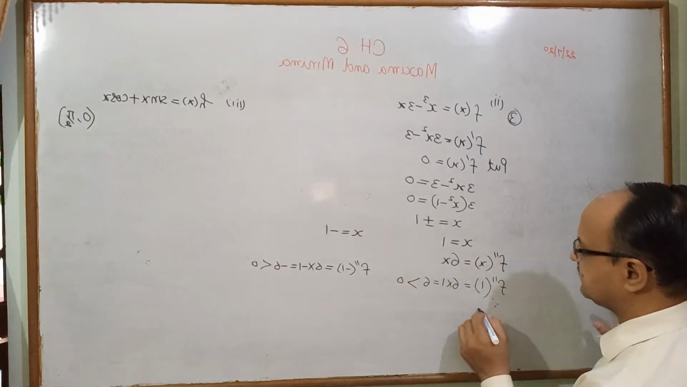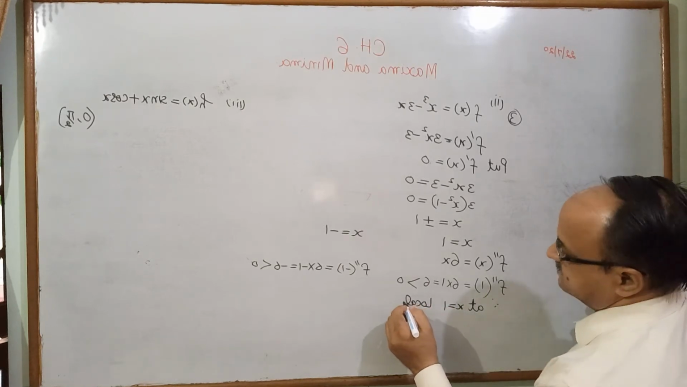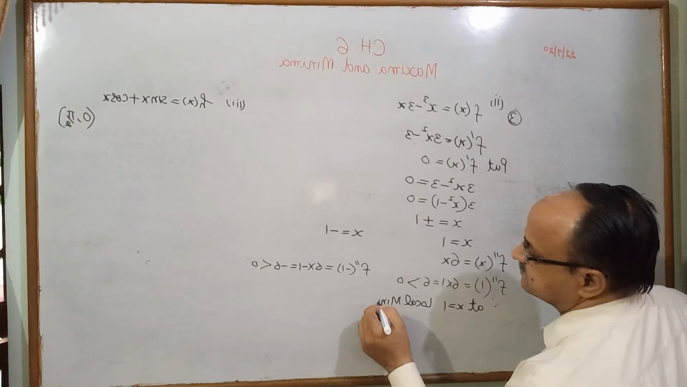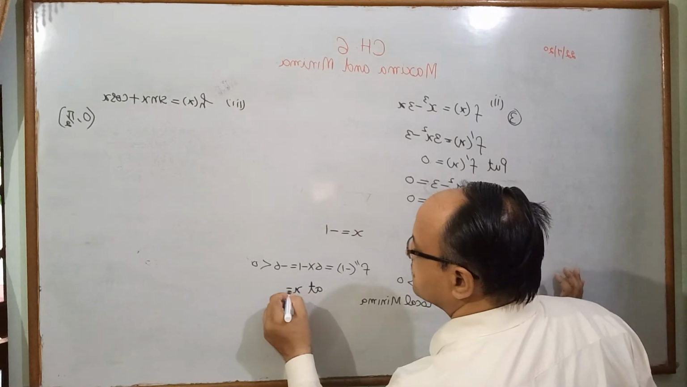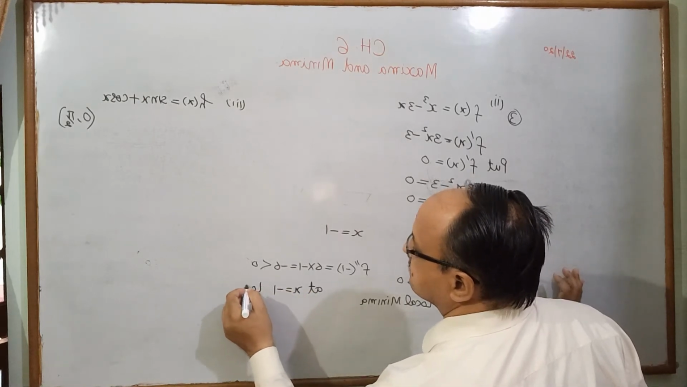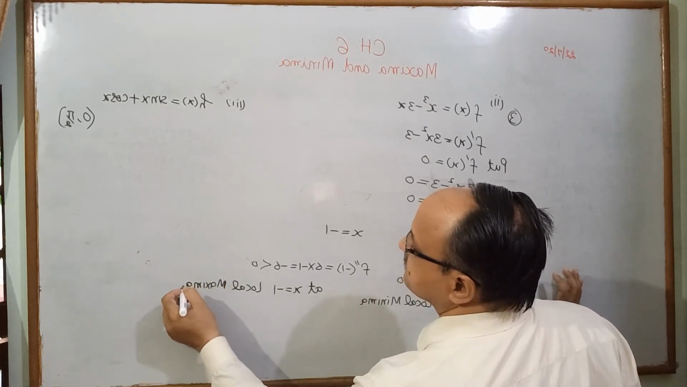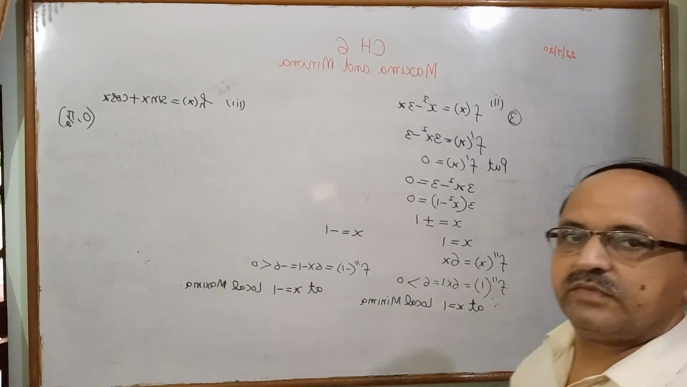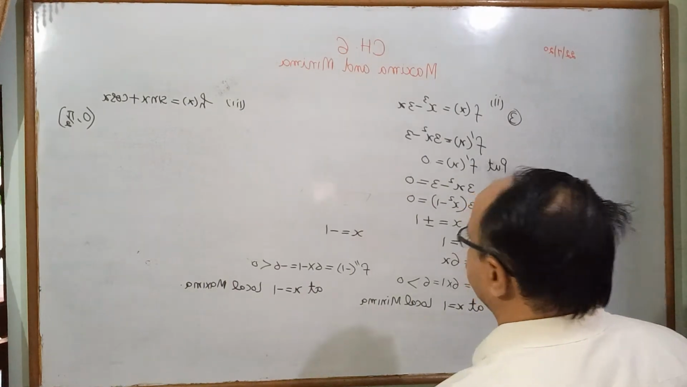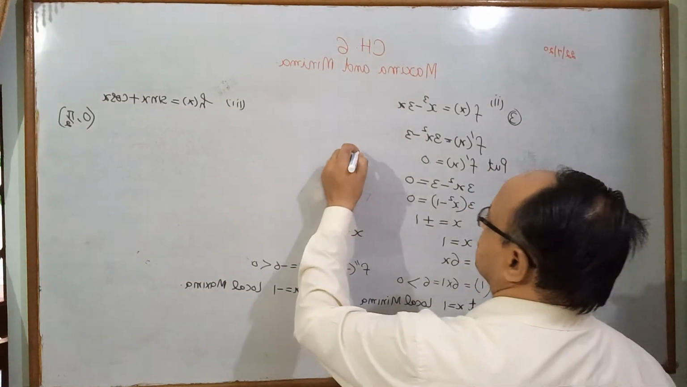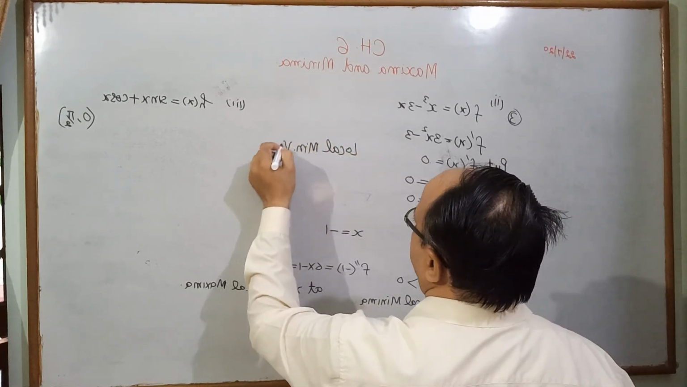So therefore you can say at x is equal to 1 there is a local minimum, and at x is equal to minus 1 there is a local maximum, right? Local maximum, local minimum. And now we want to find the local maximum value and local minimum value.